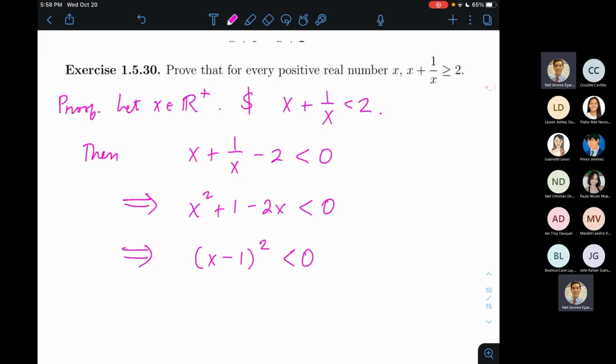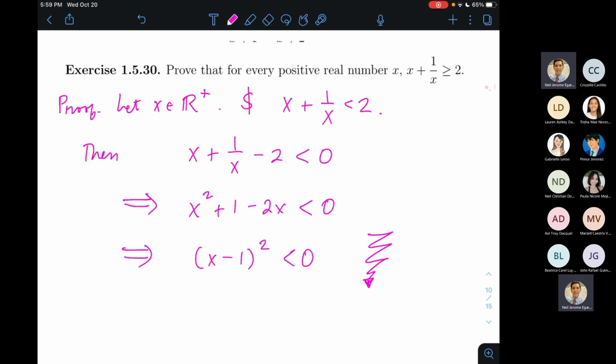Okay, Neil Christian? Sir, since the left side is a square, it means it is always greater than 0. Okay. Thank you, Neil Christian. Let me amend your statement a little. Whenever you have something squared, it is always greater than or equal to 0, right? It can be 0. When you square any real number, the answer is always non-negative, right? But this statement clearly contradicts that fact because it says that x minus 1 quantity squared is negative. And we know that this cannot happen. So we can label it as a contradiction.